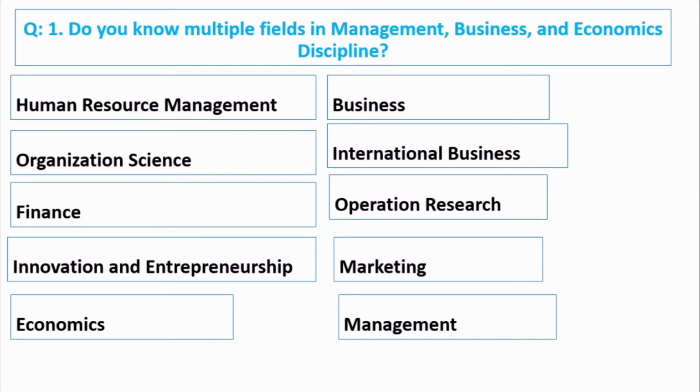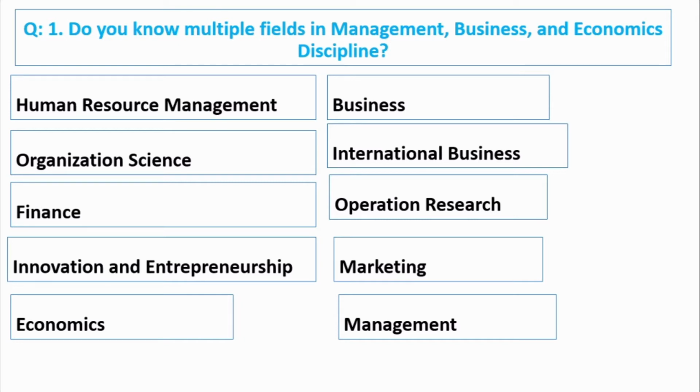So basically, when we are trying to choose a field, the interest is the most important element. And why we have an interest in some field, it depends on your previous education or maybe your present education. So importantly, when you are going to choose a field, you should know all the available fields in your relevant discipline. Let's take an example here.